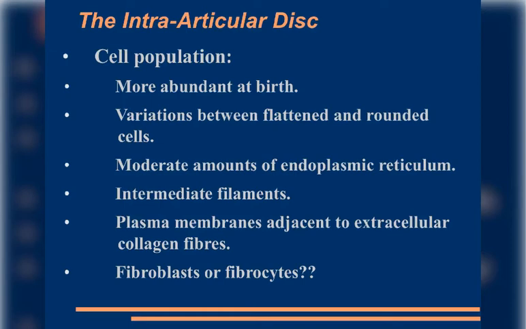Now we'll talk about the cell population or the cellular component of the disc. The cells of the disc are more abundant at birth. Variation between flattened and rounded cells. So we have 2 types of cells in the disc. We have flat and rounded. Flat are the fibroblasts that produce collagen, and rounded are the cartilage-like cells that produce cartilage, collagen type 2 cartilage.